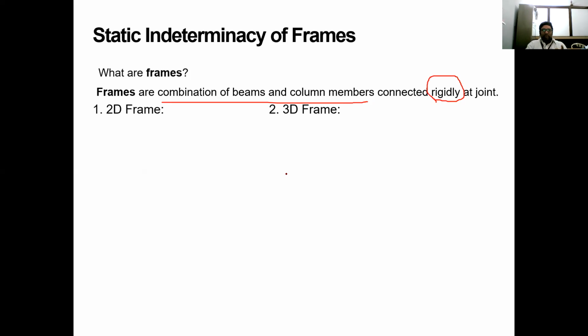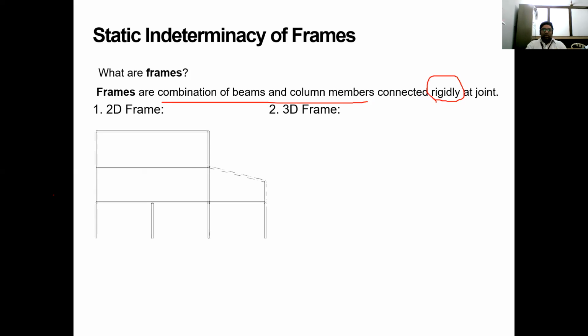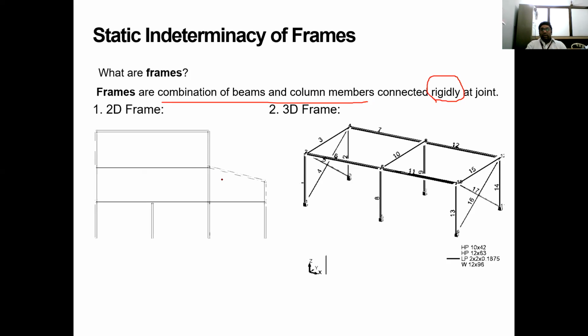So we have two different types of frames, that is a two-dimensional frame and a three-dimensional frame. This is how a two-dimensional frame would look, and this is how a three-dimensional frame would look. A simple example: the structure which we are living in right now is a three-dimensional frame. But if you are trying to see the elevation of your house, the front view or side view or back view, if you sketch it on a piece of paper, like we have done in AutoCAD, that is a 2D frame, a two-dimensional part.